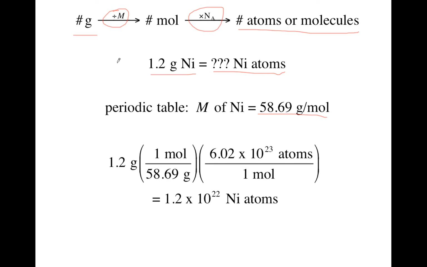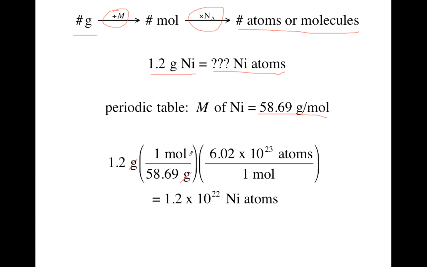So we know we're starting with grams and we're trying to get to moles in the first step, so we're going to divide by the molar mass, but we're going to show it as a conversion factor, writing 1 mole over 58.69 grams, because we want the grams to cancel out. So you're dividing by the molar mass there to get to moles.